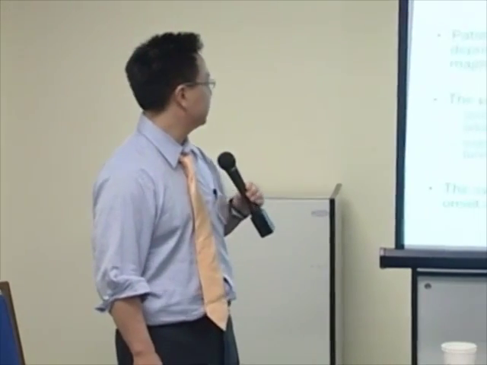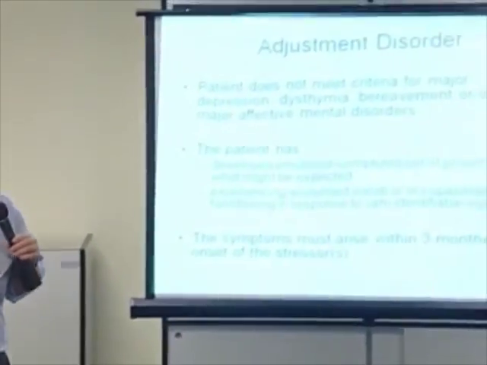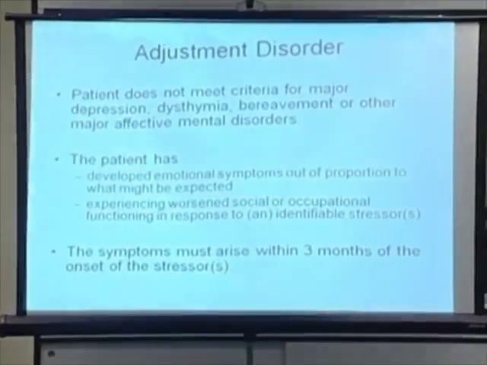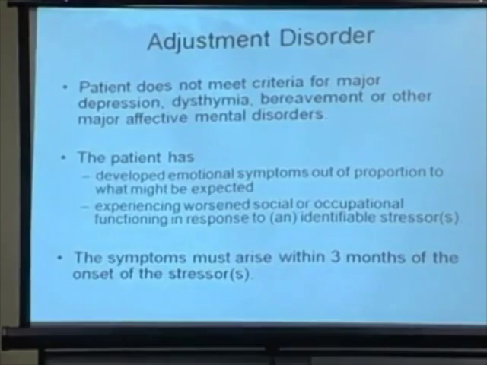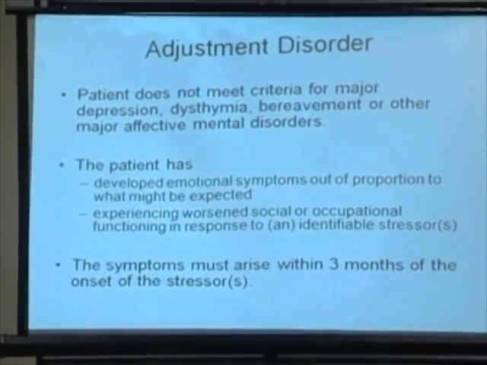So what happens with that? Let's see. Adjustment disorder. So adjustment disorder applies to people who don't meet criteria for major depression, dysthymia, bereavement, or other major affective mental disorders. People may have emotional symptoms out of proportion to what might be experienced. So, for example, with a financial crisis.